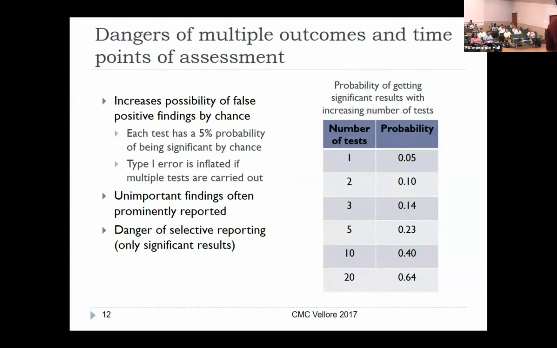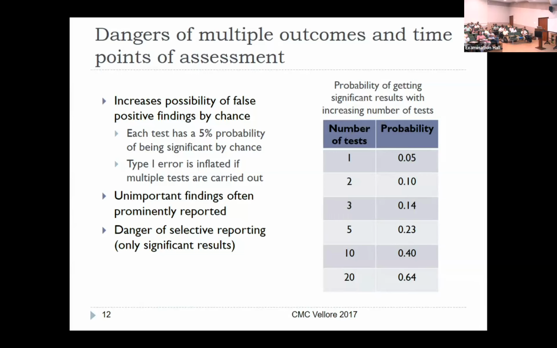If you have multiple outcomes at time points of assessment, this is a calculation of what happens if you start looking more at the data: you have an increase in the probability of type 1 error, which is the alpha. If you're doing only one test, it's 0.05. If you're doing two tests, it's 0.10. Three tests, 0.14, because the chance of getting significant results with an increasing number of tests becomes larger. If you do 10 tests, now you're going to get some things that are significant. So this is a problem of inflation of the type 1 error.